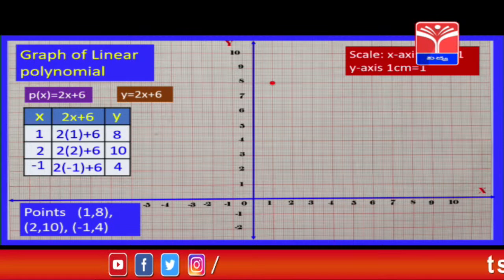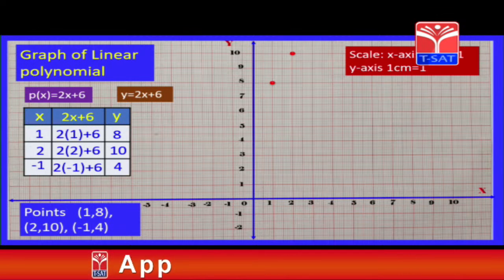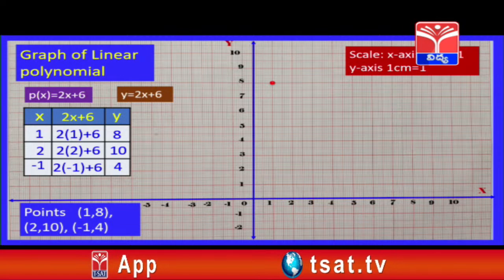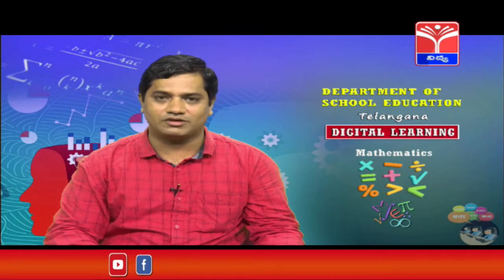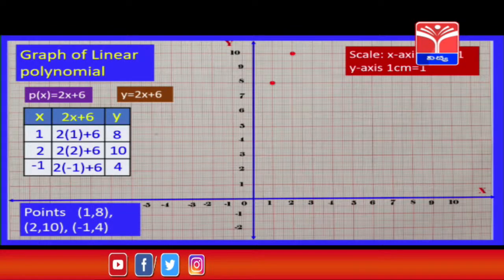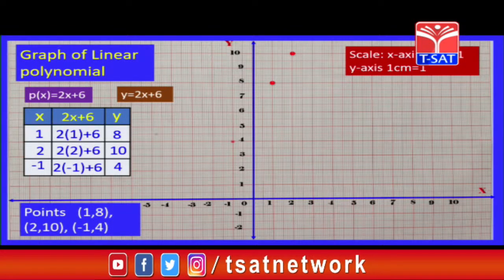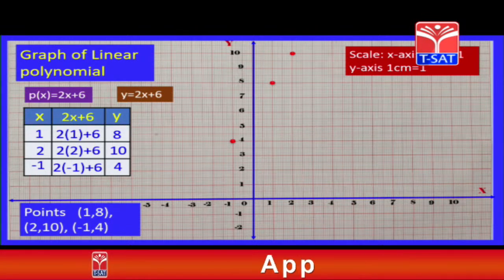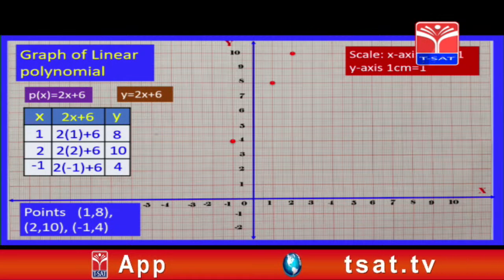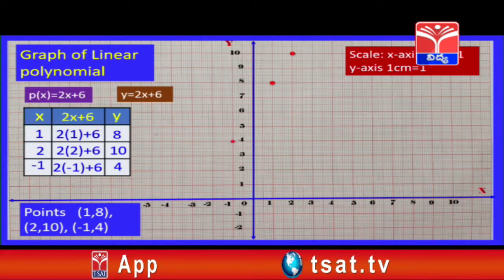Now where it is located here: 2 should be considered on the x-axis and 10 should be considered on the y-axis, that is 2 comma 10. Okay, now try to plot the third point, minus 1 comma 4. Minus 1 on the negative side of the x-axis and 4 should be on the y-axis. The intersection of these 2 is minus 1 comma 4.